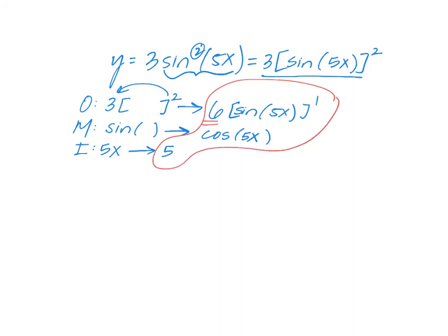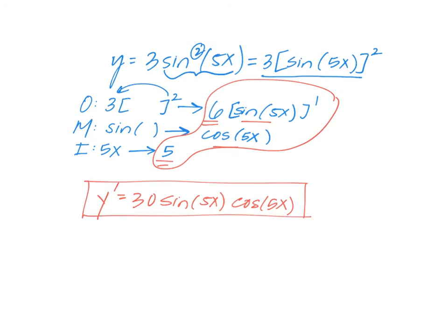I want to get my one numerical coefficient, which is 6 times 5, which is 30. And for these next two, the order really doesn't matter. I'm going to do the sine of 5x and the cosine of 5x. Notice I didn't do the brackets here, which I could have, but it's kind of unnecessary and it just makes it look a little more complicated than it is. So this would be my final answer for the derivative.